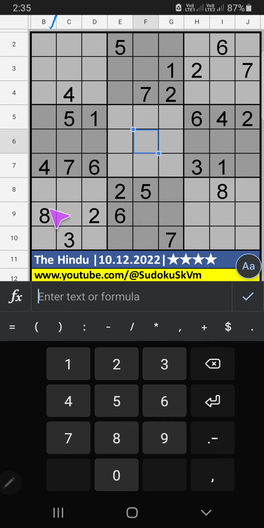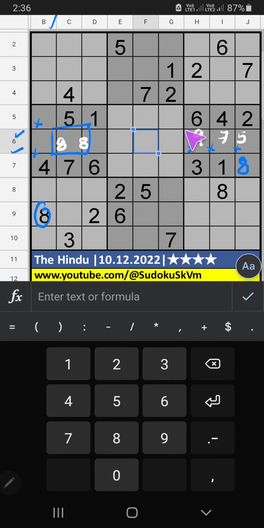Column B, we have 8. So 8 can't come in these cells. 8 will come in one of the cells. We will confirm later. 6th row, we have 8. So 8 can't come in these cells, the 8 is confirmed here. Then 6th grade, 3 numbers are remaining: 5, 7, 9. It will come in one of the cells. We will confirm later.